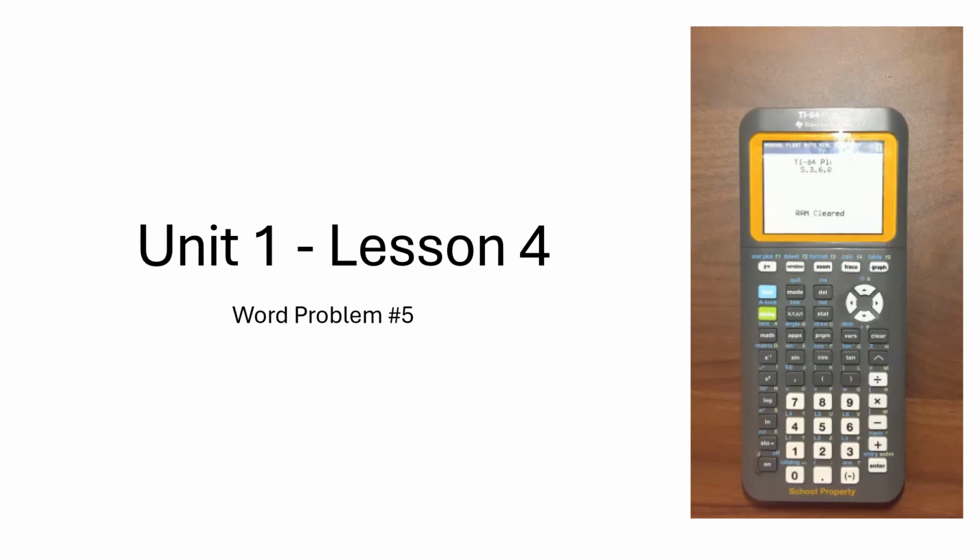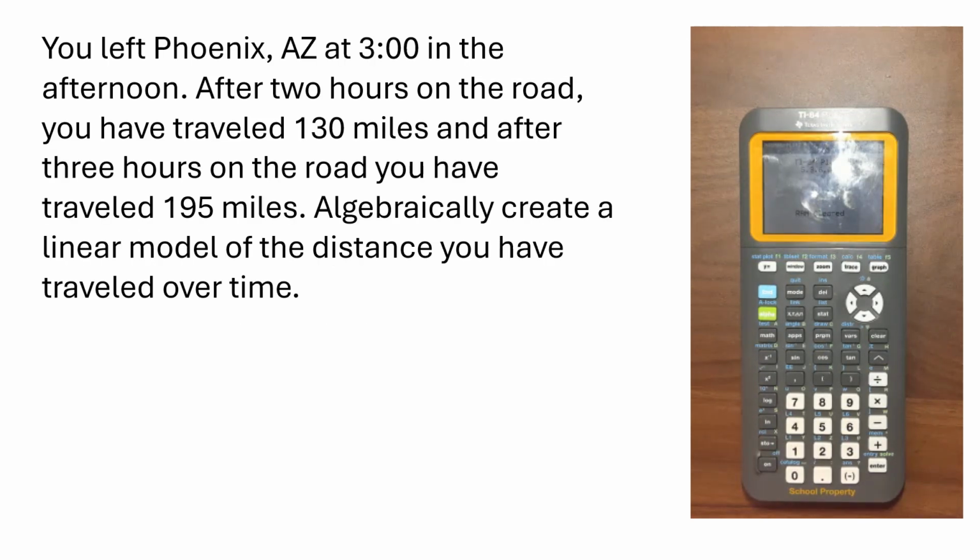Unit 1, Lesson 4, word problem number 5. So we've cleared our calculator, and here's our problem. You left Phoenix at 3 in the afternoon. 2 hours on the road, you have traveled 130 miles. After 3 hours on the road, you've traveled 195 miles. Algebraically create a linear model of the distance you have traveled over time.